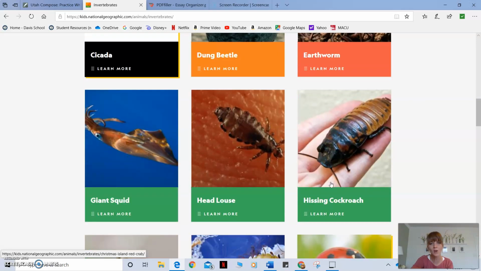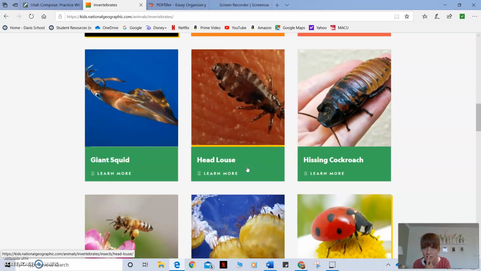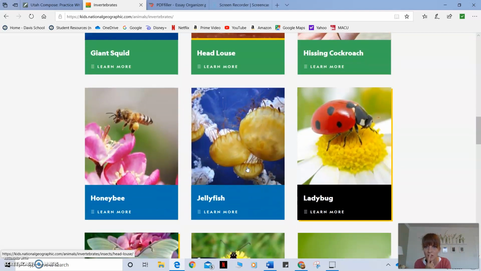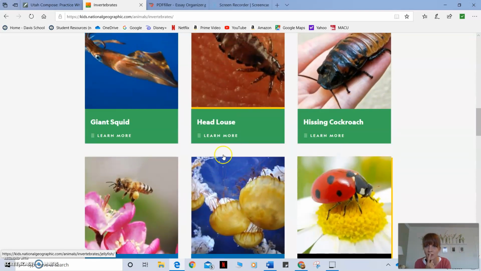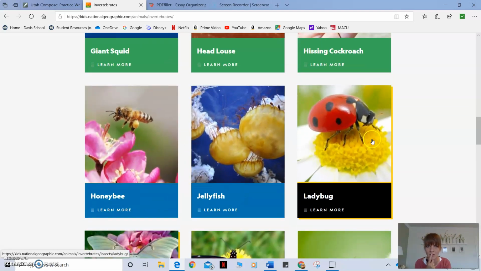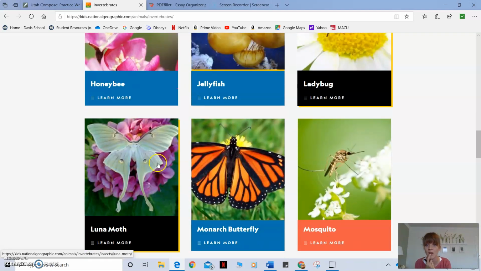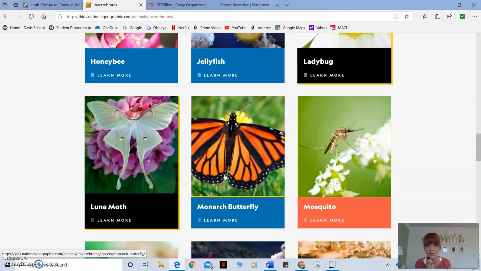Hissing cockroach. Ooh, if I did hissing cockroach and head louse, compare and contrast, I can see those are kind of similar. So that would make stuff to talk about that's similar and stuff to talk about that's different. That'd be interesting. Giant squid and jellyfish. Those are kind of similar. They're both in the ocean. Honeybee versus ladybug. Those are both insects that fly, so those would be easy to compare. Ooh, monarch butterfly versus Luna moth. Those would be cool.